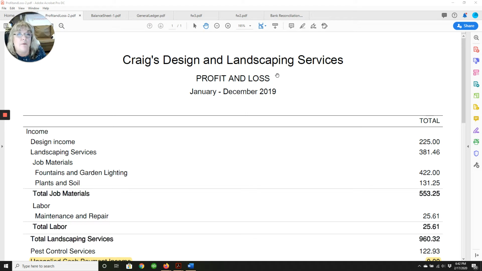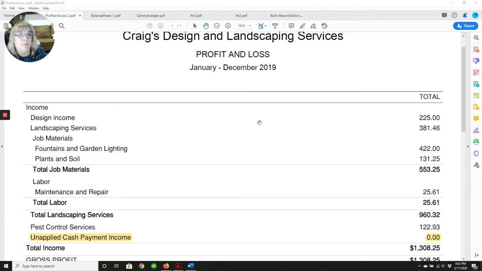This one is the profit and loss. You're going to want your profit and loss, balance sheet, general ledger, W3, W2, and the bank reconciliations. That's the most common. So let's start with the profit and loss. You want to make sure that it's January through December 2019.